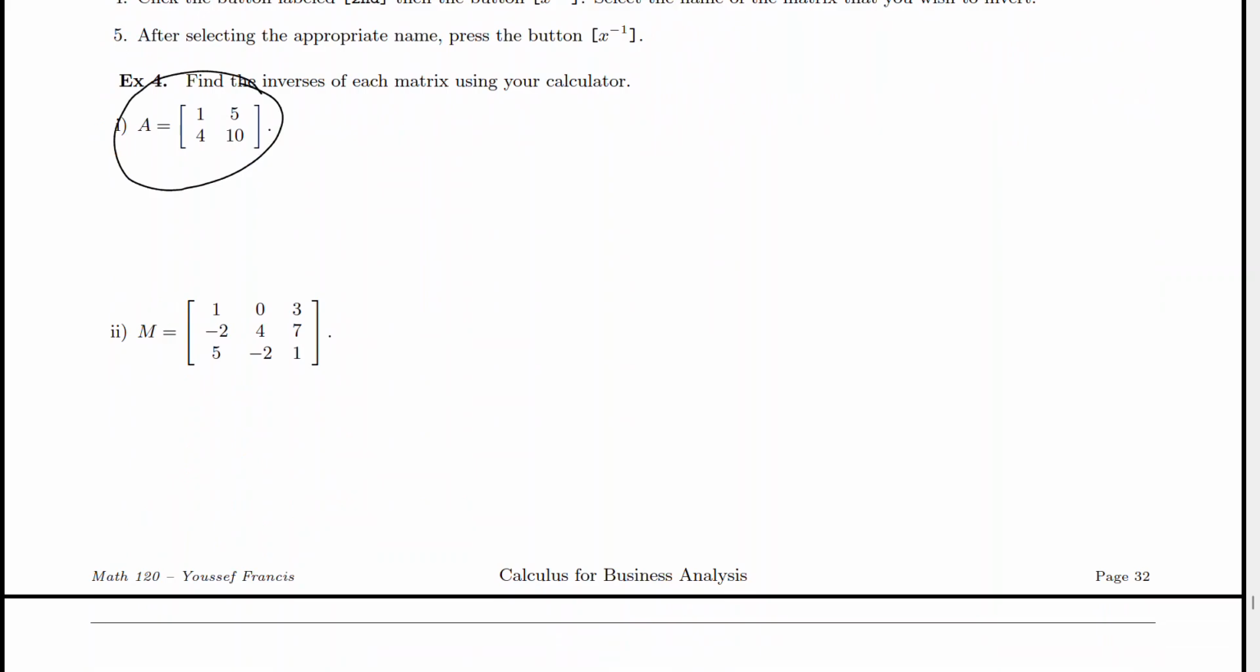So we're provided two different matrices, one which is a 2 by 2 matrix and another one which is a 3 by 3 matrix. See if you can find their inverses on your own without looking at the rest of the video first.